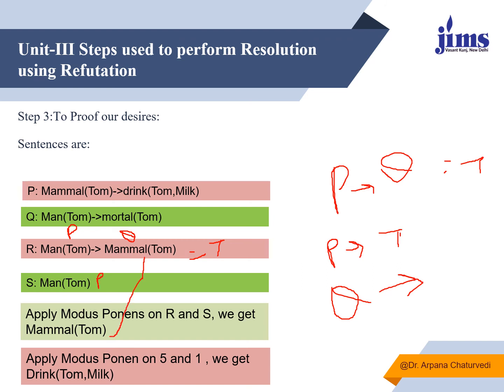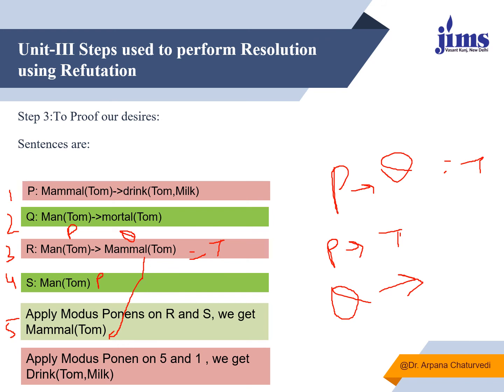So that's why we said that Tom is a mammal. Similarly, now we take this rule P and this one, Tom is a mammal. Okay? This one. If we give numbering to this, 1, 2, 3, 4, and now this is 5. So if we take this, Tom is a mammal and Tom is a mammal implies that Tom drinks milk.